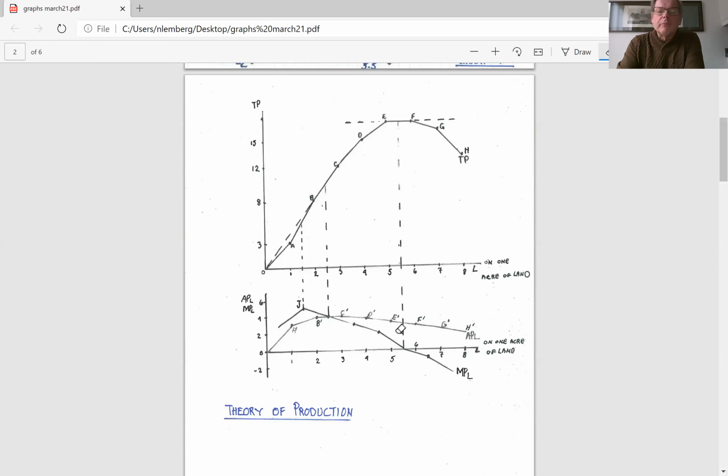Now I'm going to switch back to the PowerPoint presentation, and we will continue from there. Keep this graph in mind. Hopefully you have a copy of this graph beside you.